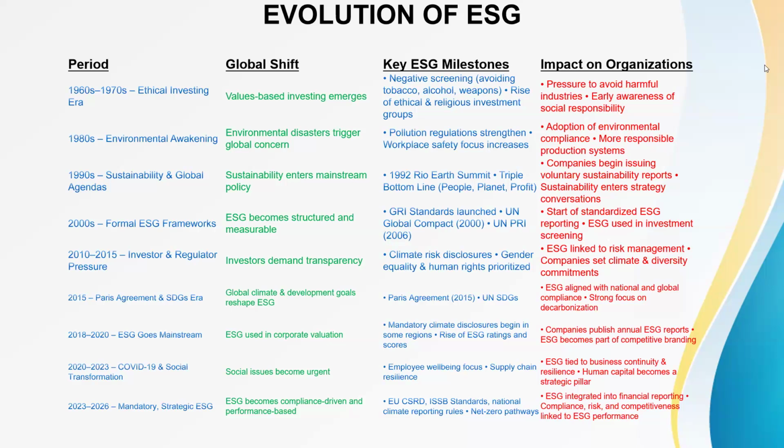Sustainability entered mainstream policies. In 1992 at the Rio de Janeiro Earth Summit, they came up with the triple bottom line: people, planet, and profit. When an organization is involved in any activity, offering products or services, you have to consider not just the profit or economic gain, but also the safety of people and the environment. So this led to companies beginning to issue voluntary sustainability reports, and sustainability entered strategy conversations.